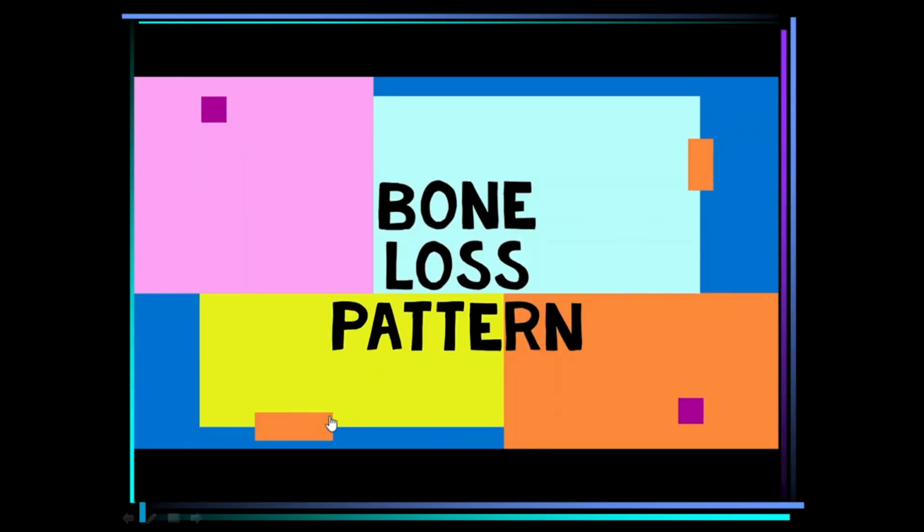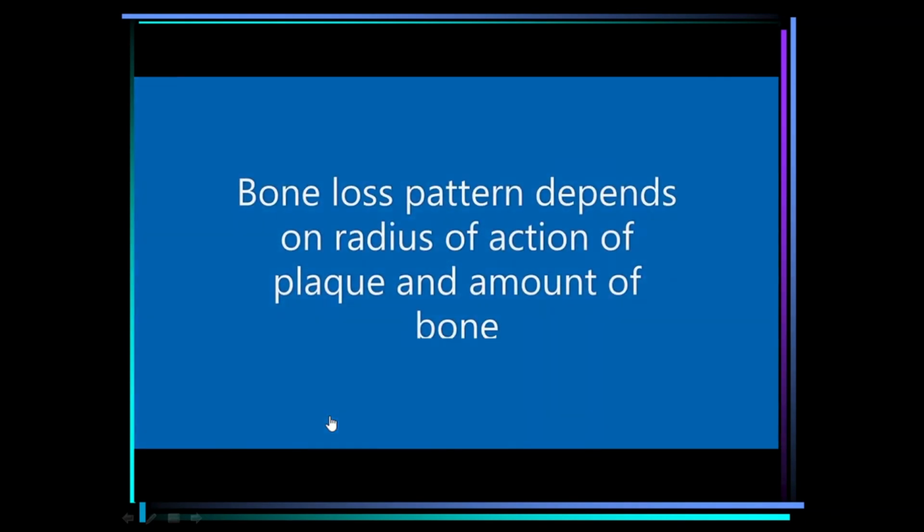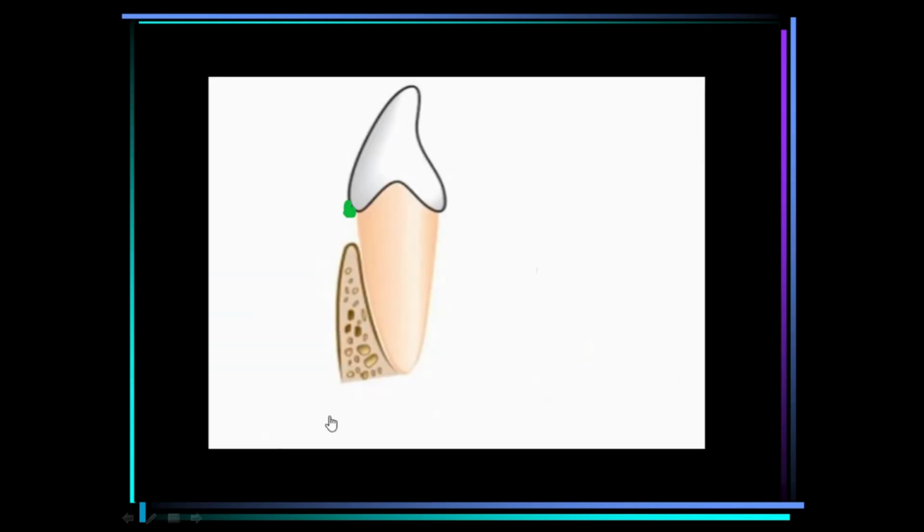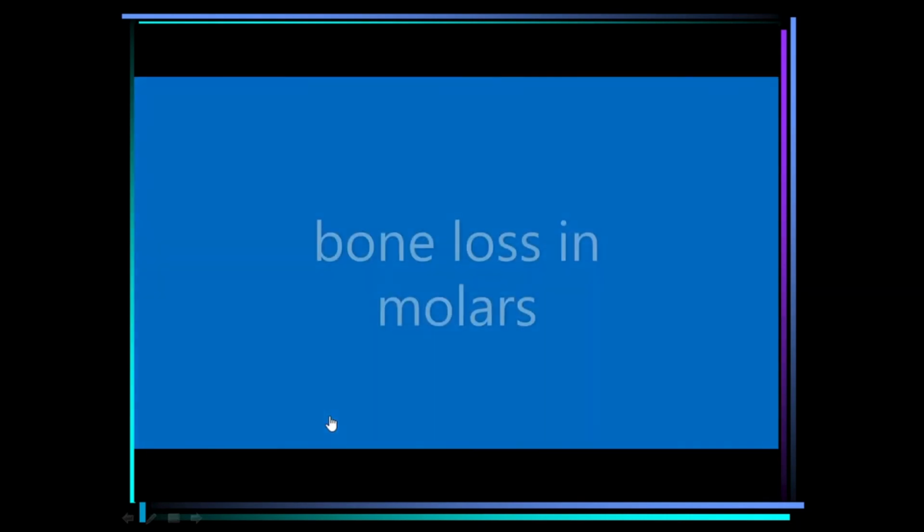I have tried to simplify the concept by making a video of how exactly the pattern of bone loss depends upon the radius of action and the thickness of bone. See, initially when thin bone is there, there is deposition of plaque. The radius of action of plaque, if we draw it, the bone resorption will be there. Now see, the bone resorption pattern is a horizontal pattern.